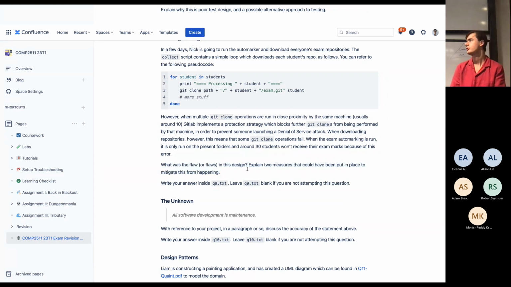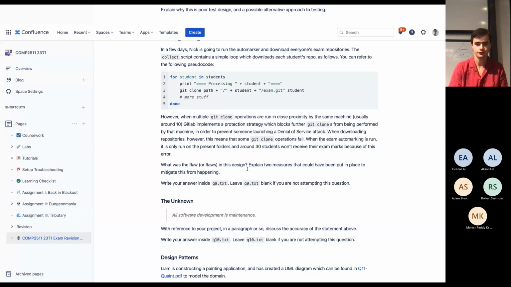Really, any reasonable answer, like check that you have downloaded all the students' repos before running the auto marking. Have something in place. Most people said something like, have something in place where if you fail to clone, then you wait the allotted time and then try to clone again.